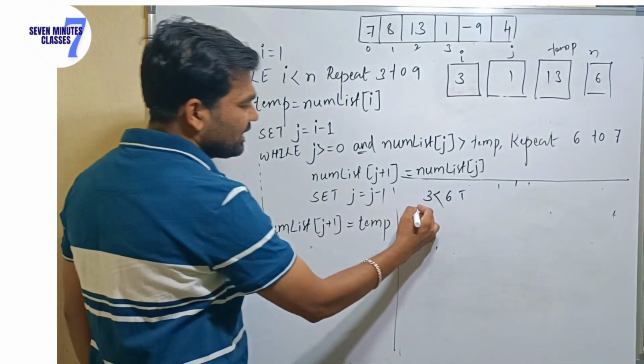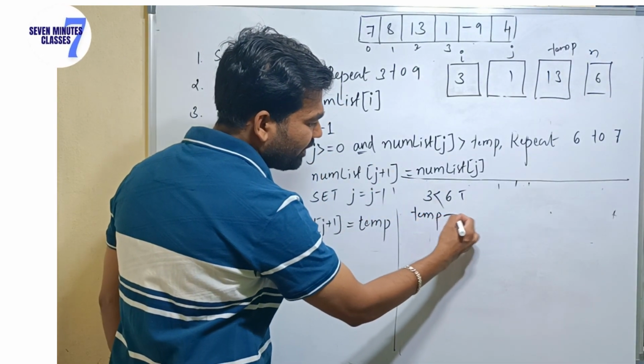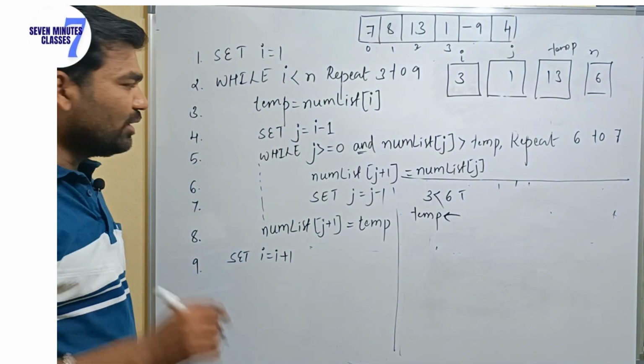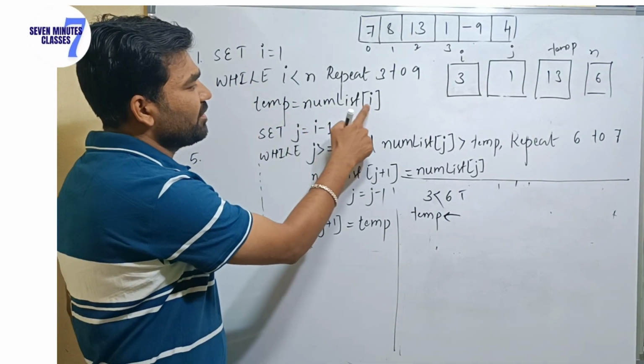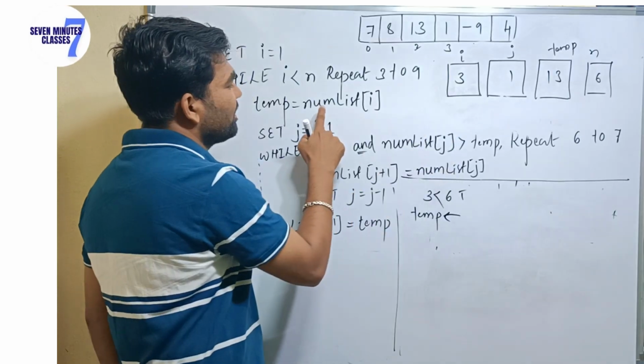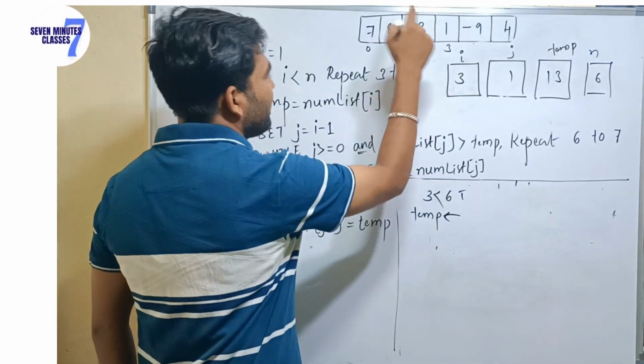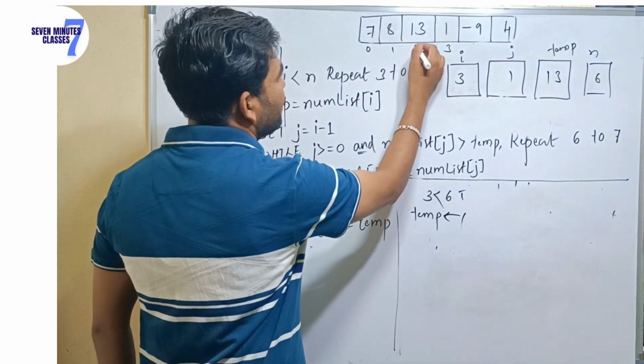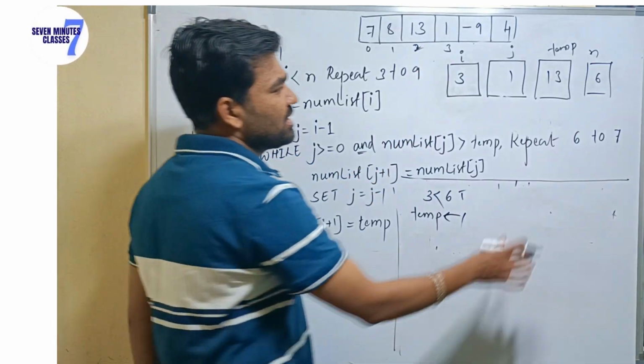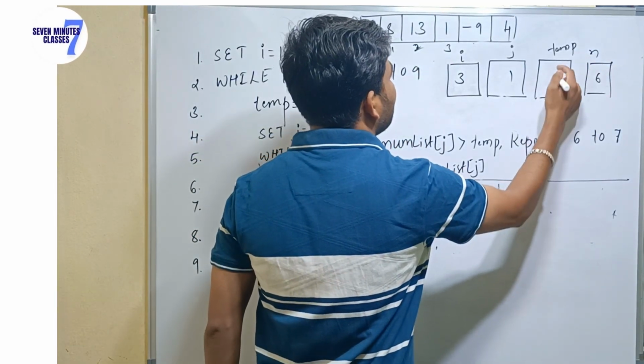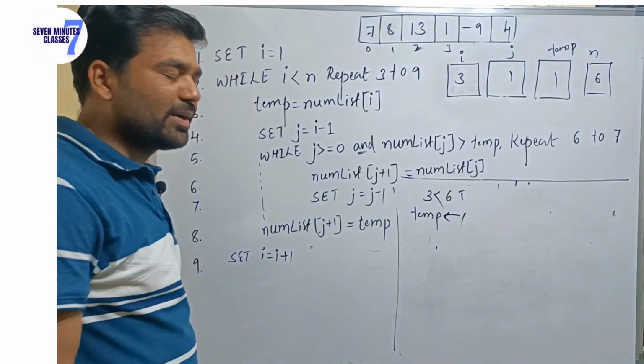Then again calculate temp value. What is the value of temp? So here the value of temp is num list of I. The I value is 3. Num list of 3 is 1. So 1 goes to temp. Okay, then let me change the value of temp from 13 to 1. Hope you are understanding this.